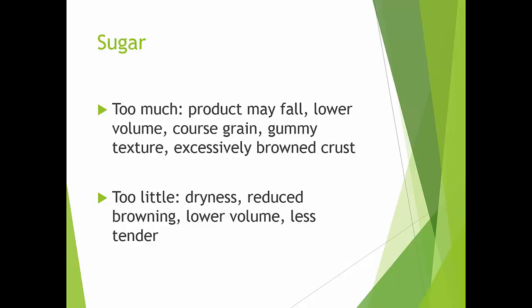Now, with sugar, if you have too much sugar, your product may fall. You may have a lower volume, a coarse grain, a gummy texture, and an excessively brown crust. If you have too little sugar, you may have dryness, reduced browning, lower volume, and a less tender product.